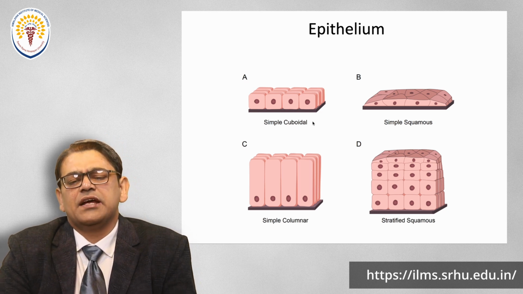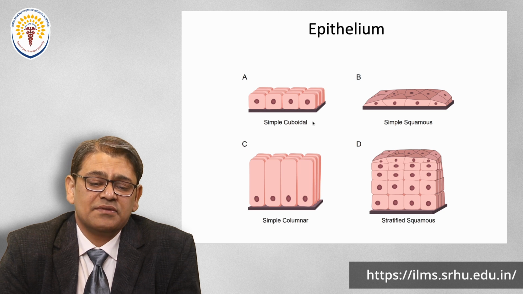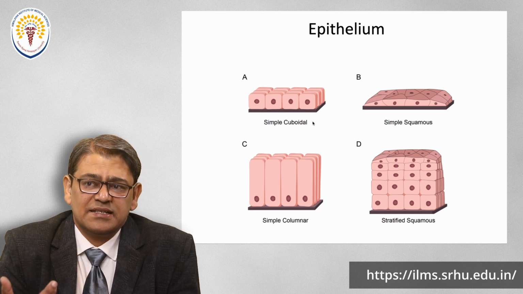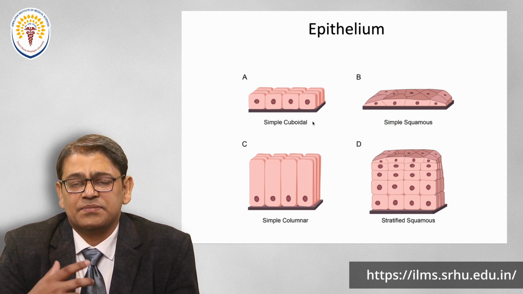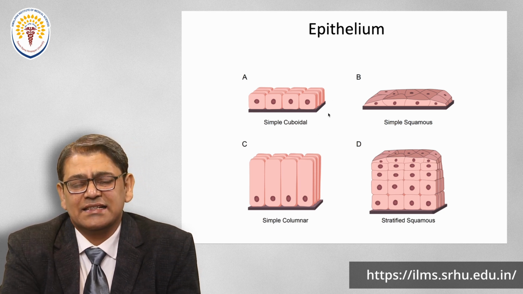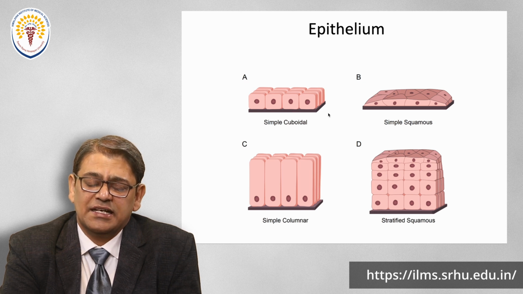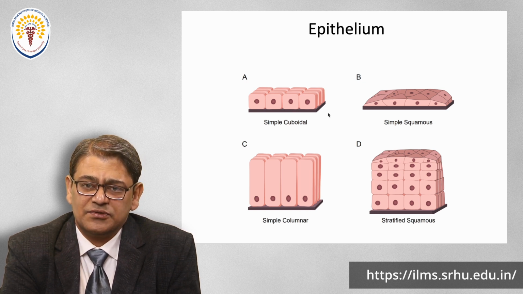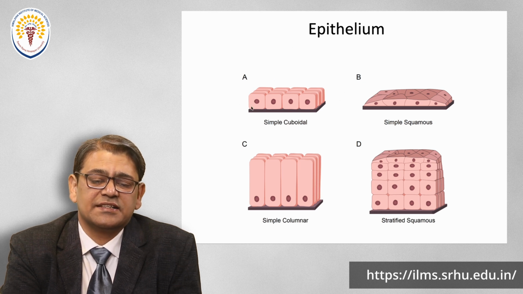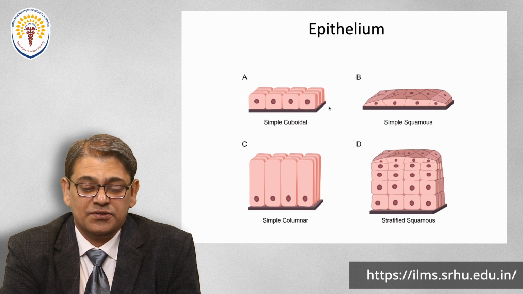Now, the big advantage of the cuboidal epithelium is in gland areas where it secretes something, right? For example, in the thyroid gland, we see this type of epithelium, a classical example. This cuboidal epithelium is present there, and then it secretes the hormone. So, in secretion areas, this cuboidal epithelium is very important.